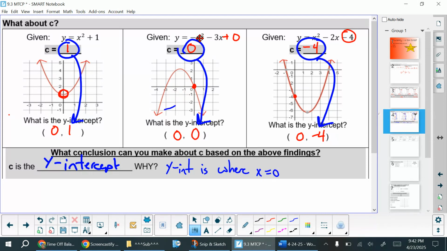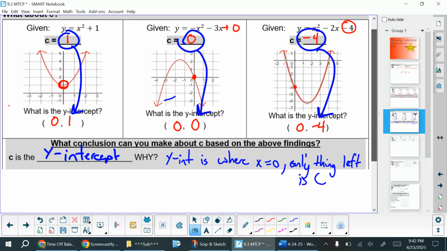And if I plug in 0 for x, all the x terms are 0, the only thing left is c. That's why the y-intercept is c.